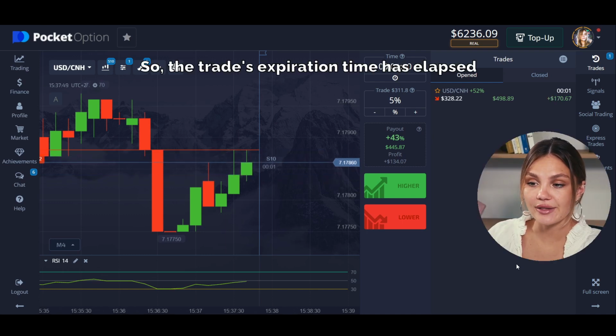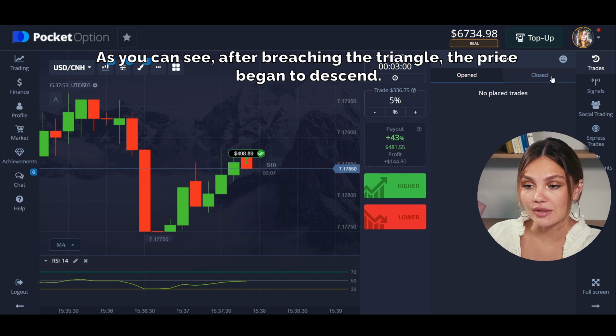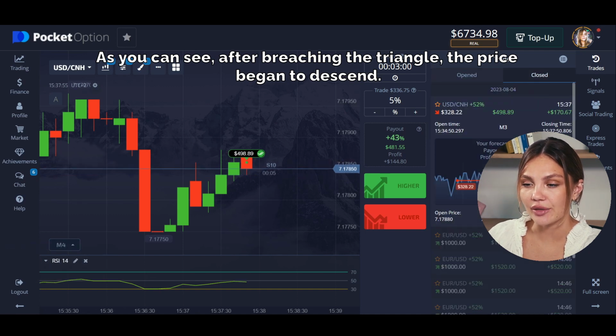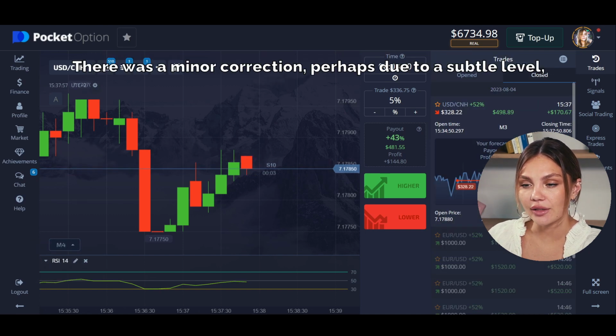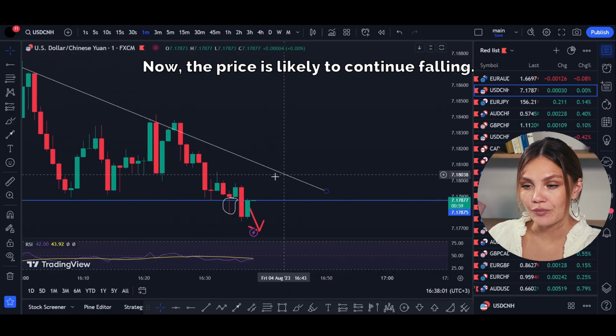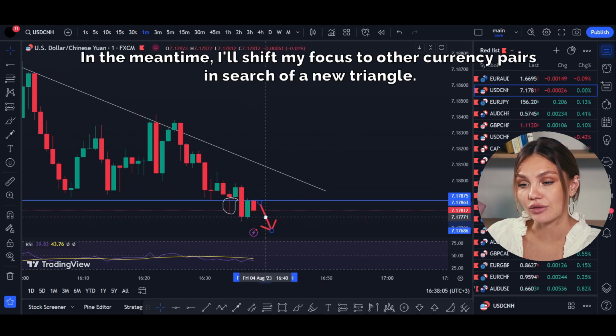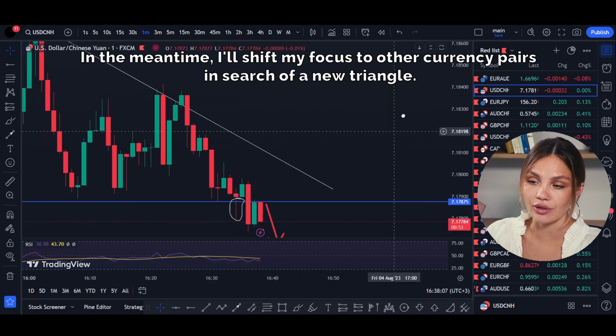So the trade's expiration time has elapsed and I've obtained profit. As you can see, after breaching the triangle, the price began to descend. There was a minor correction, perhaps due to a subtle level, but I secured profit. Now, the price is likely to continue falling. In the meantime, I'll shift my focus to other currency pairs in search of a new triangle.